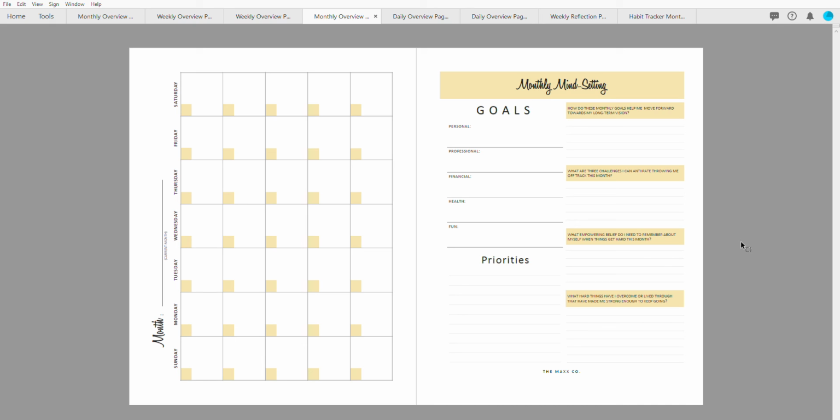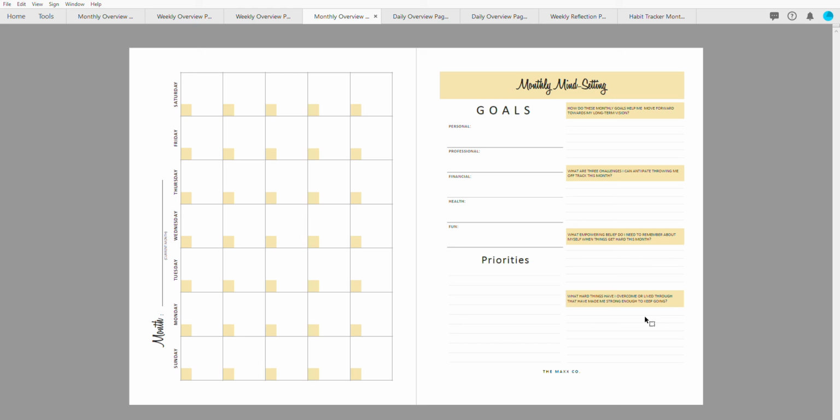In the next section, it builds off the one above it, but it really talks about some of the things. So let me read the question. What hard things have I overcome or lived through that have made me strong enough to keep going? We all have things in our past that we have overcome, big, small, medium, whatever they are. Think about what they were. Think about some of the times in your life where you feel like, I can't believe I lived through that. And remind yourself that you did, because reminding yourself that you lived through those hard times helps you to draw on that strength that you might need in this moment.